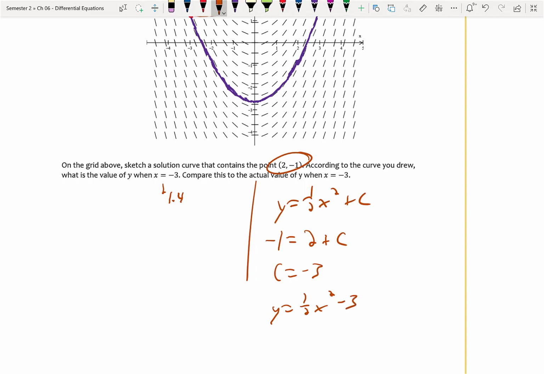Now, what's interesting is right away, if you look at your sketch solution, if it doesn't come close to -3 on the y-axis, you're already going to be off. Mine did not go down far enough. I curved it too quickly. I do that every time.